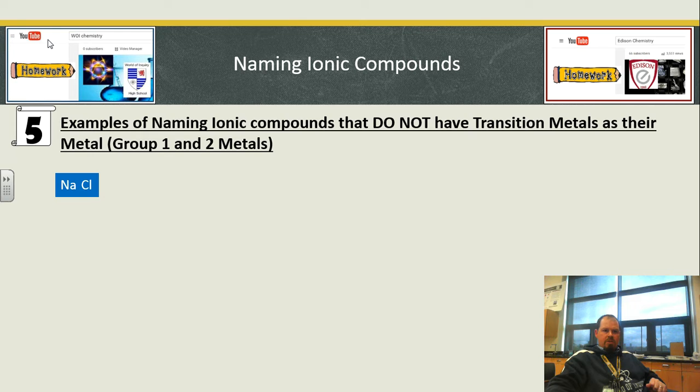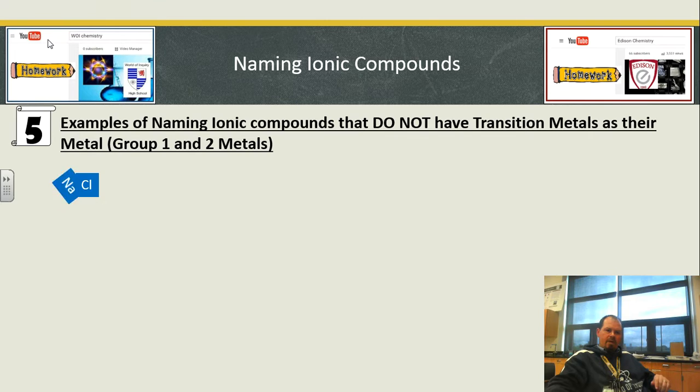Examples. So here we go. Just with regular group one metals and group two metals, no transition metals yet, nothing complicated, just straight up. You might want to watch this first to see how this transitions so you get a feel for what to write. Okay, so I got Na, I got Cl.